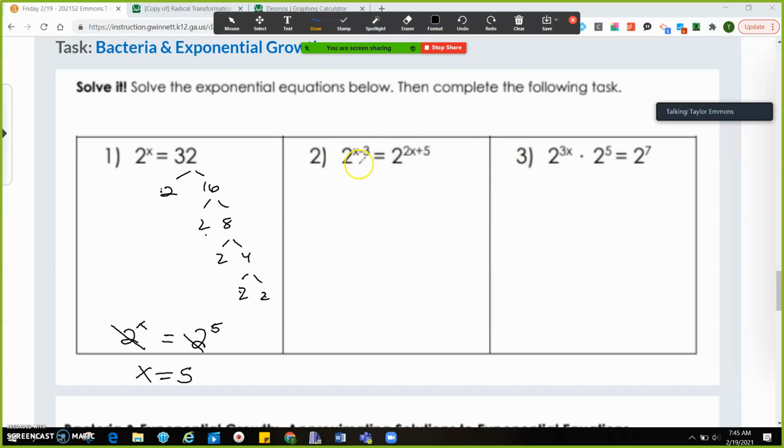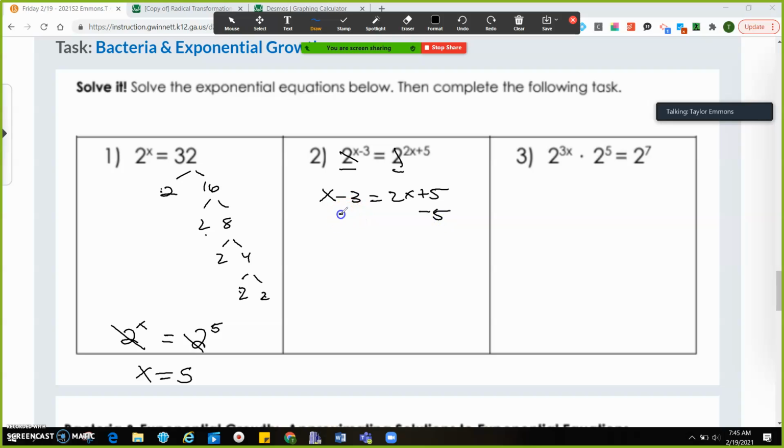Now, on number 2, we have the same base. You always got to check the base, okay? And if they're the same, you're just going to drop the base. And then you're going to take your exponent, set it equal to each other, and then solve like you would normally. So I would move all my numbers to one side.